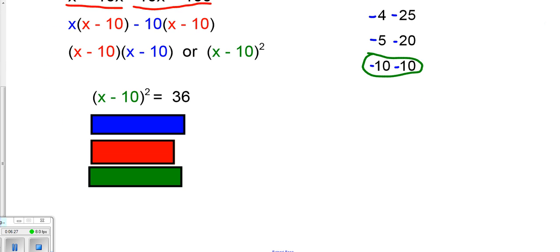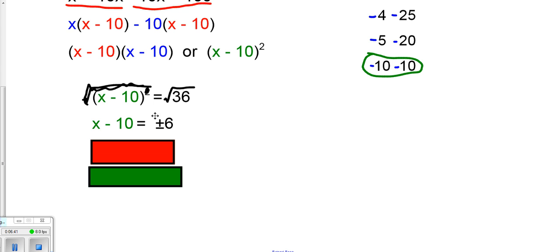So at this point, we would want to take the square root of both sides here, here, and here. Remember, if we take the square root of something that was squared, these two essentially just go away. So we are left with x minus 10 equals, now the square root of 36, remember there's a positive and a negative, so it's plus or minus 6.